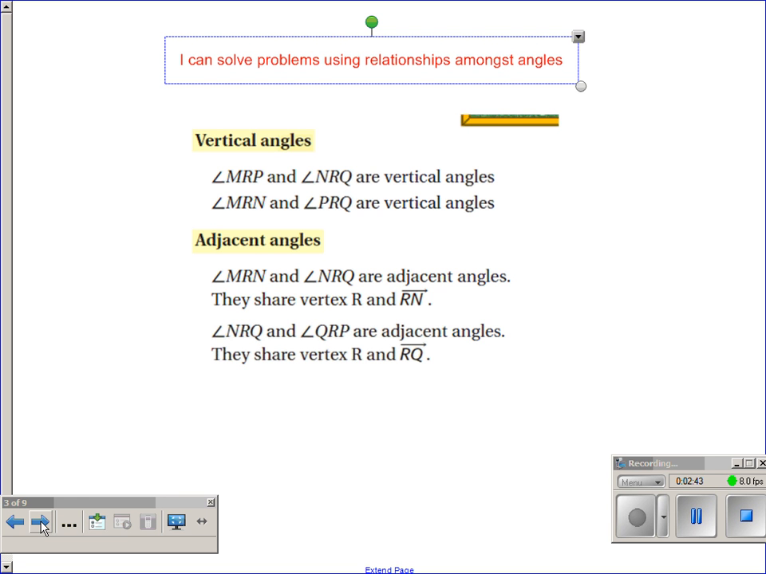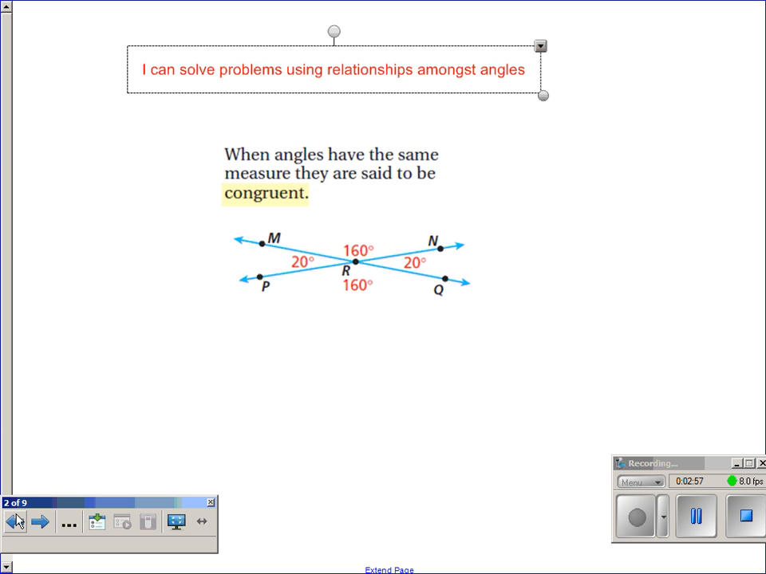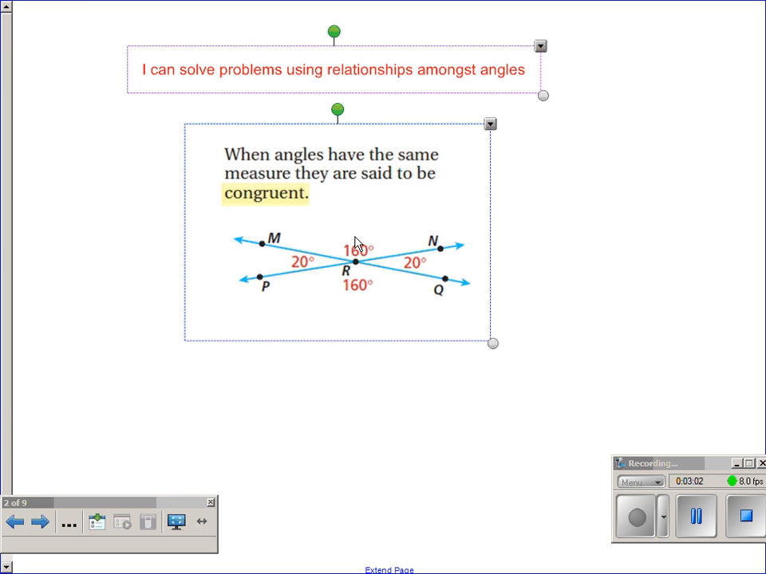Now, vertical angles and adjacent angles. If we went back to our drawing, which I thought I had copied on here, but apparently I didn't. Vertical angles are going to be angles that are basically on top of each other, or these two are also considered vertical. Vertical angles are always congruent. When we have two lines that cross, our vertical angles are going to be congruent or the same.